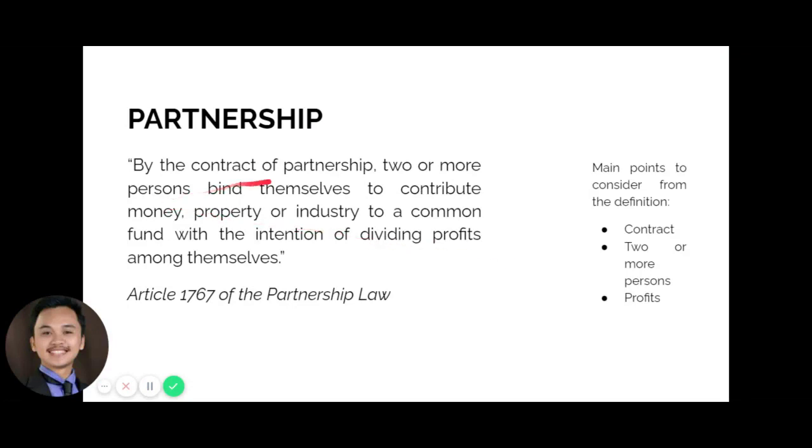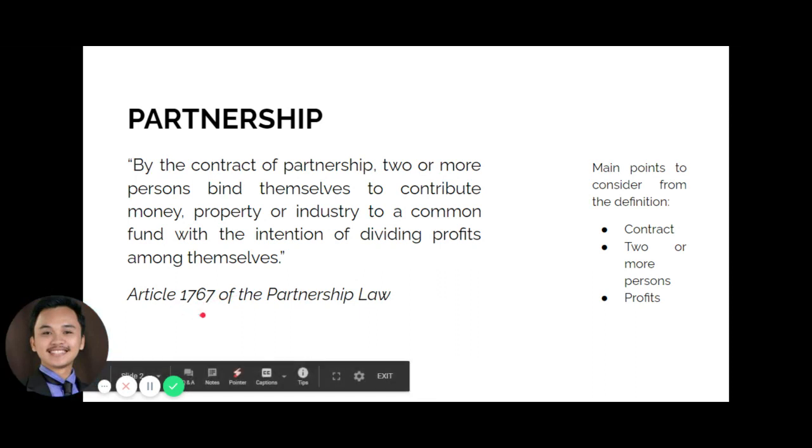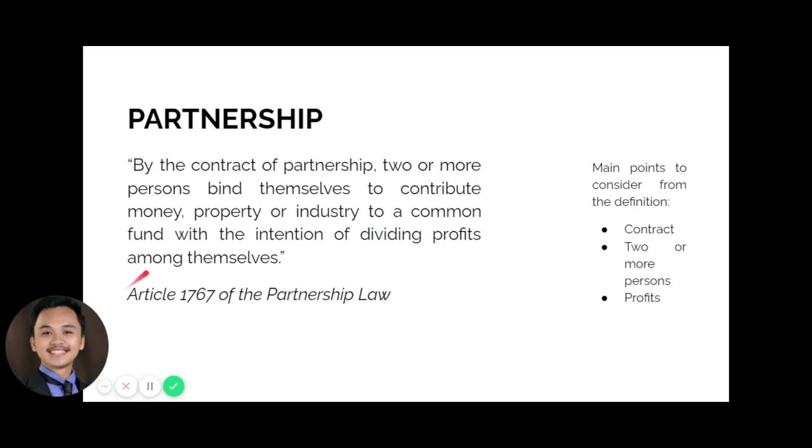By contract of partnership, two or more persons bind themselves to contribute money, property, or industry to a common fund with the intention of dividing profits among themselves. This definition is an excerpt from Article 1767 of the Partnership Law. Now, this definition considers three important things. First, we have here the things that the partners could contribute. So we have here money, property, or industry. Again, partners may contribute money, property, or industry.